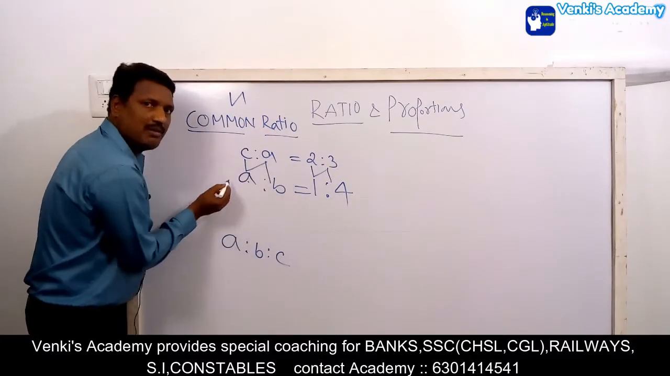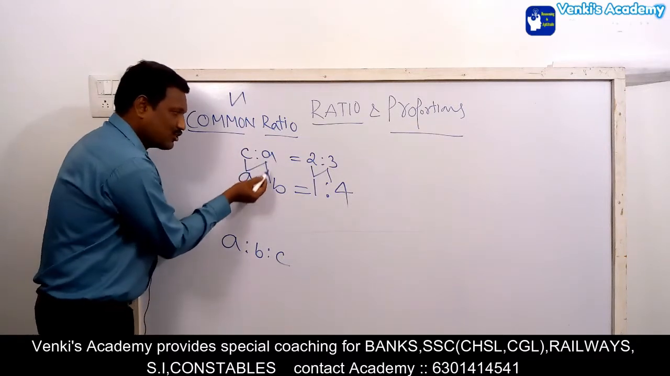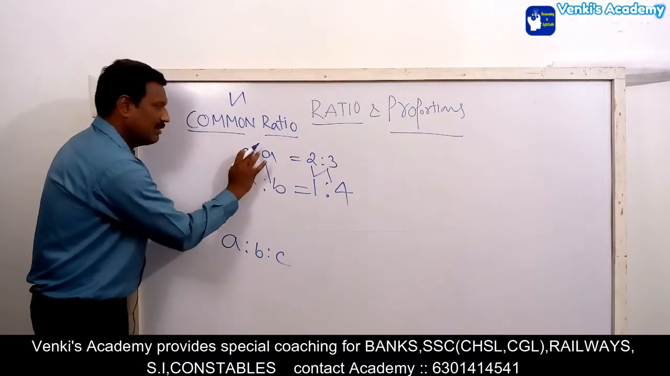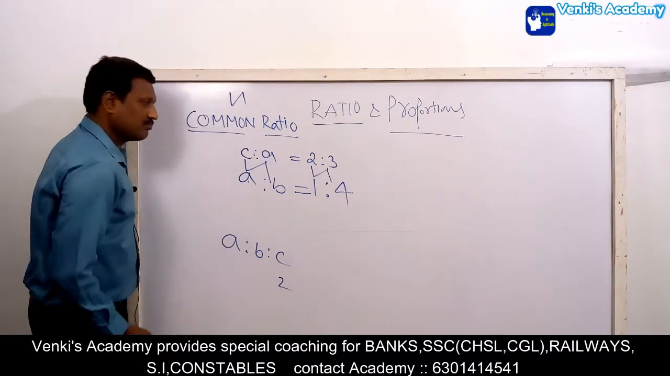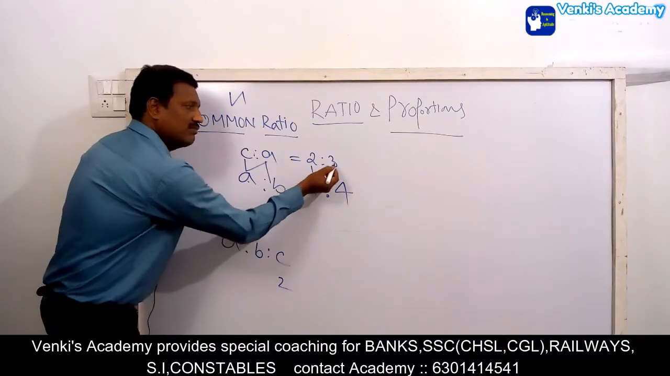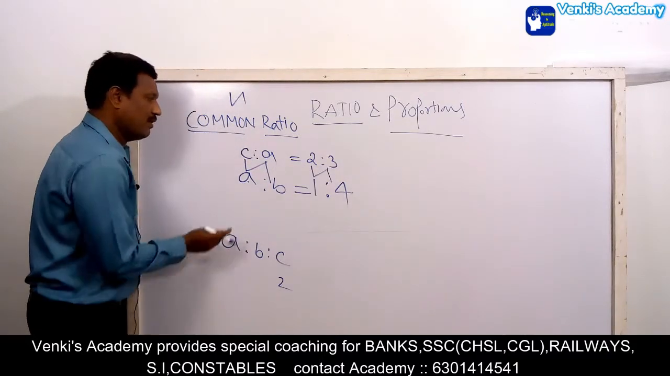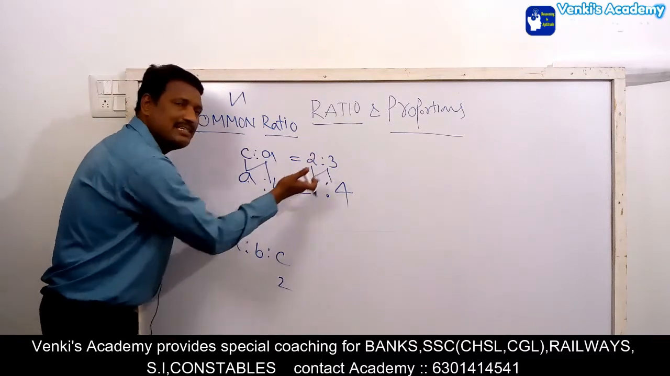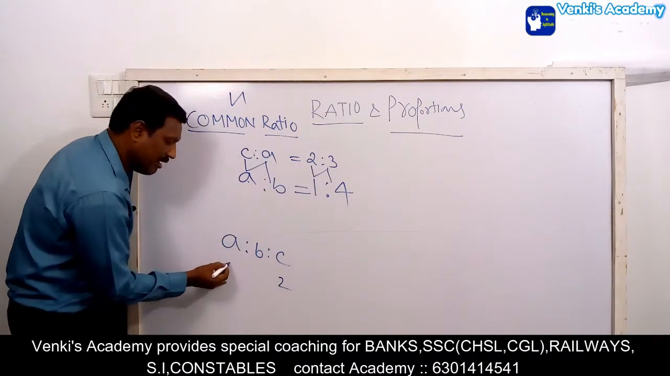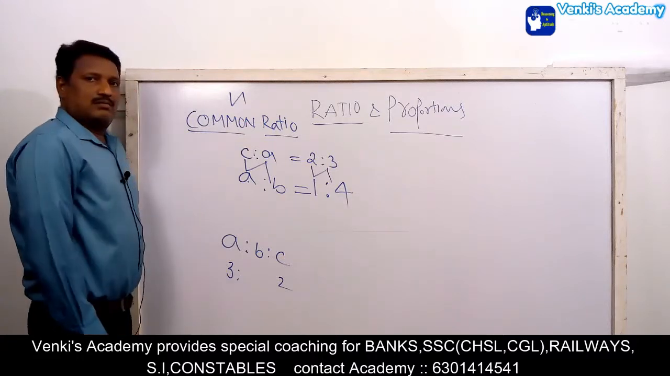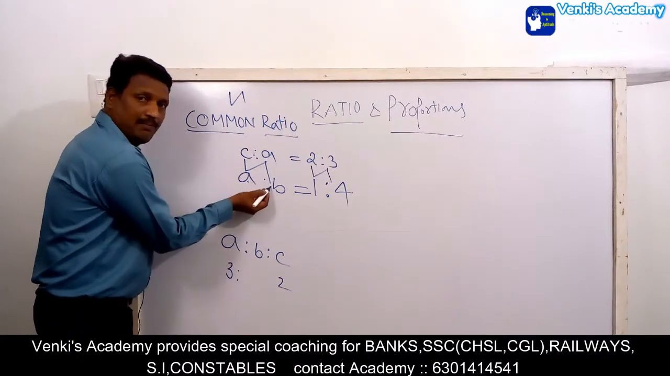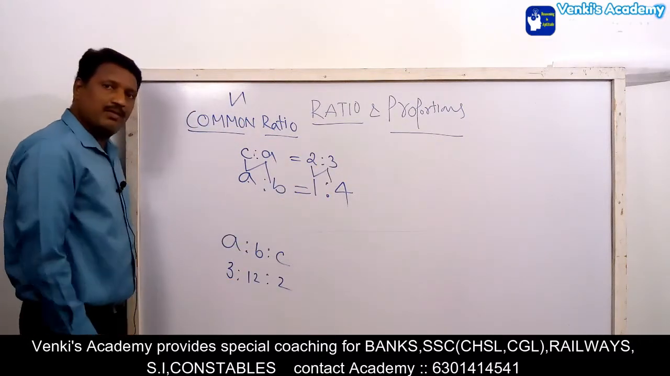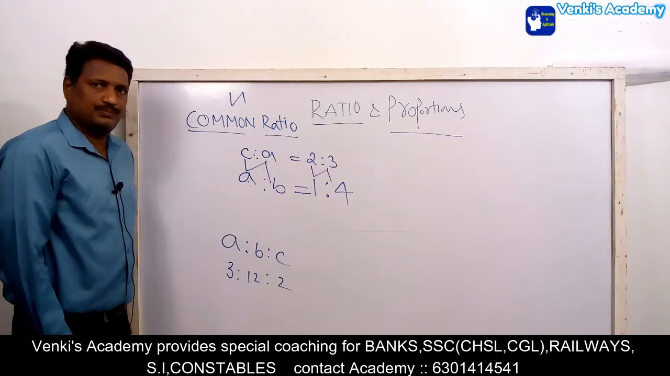In this cross we get the common variable value, and in the last straight we get the bottom variable value. See, 2 1s are 2. So C is the top, we get the C value as 2. Cross: 1 into 3, 3. Which variable is repeated in cross here? A. So 1 into 3 means 3, and 3 belongs to the A value. What about B? In the last straight we get the bottom variable value. 3 4s are 12. So the ratio is 3 is to 12 is to 2.